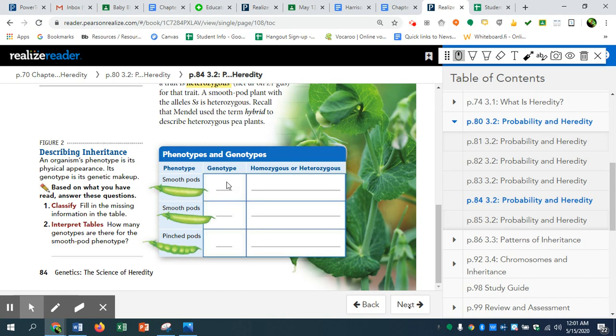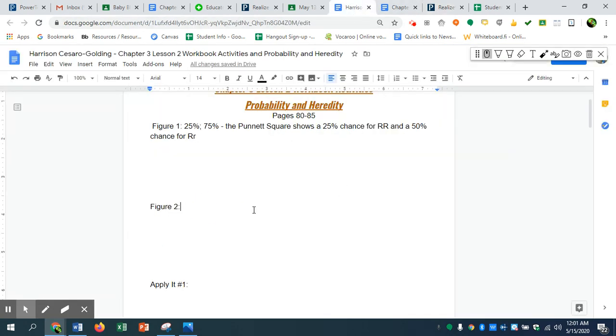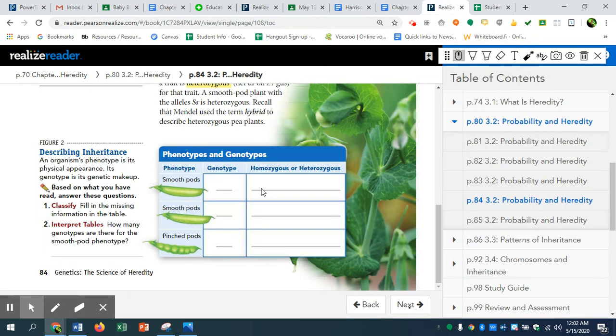So what is one genotype that this smooth pod could be? The first one could be homozygous dominant, so it's two capital S's. Okay, so the first one is capital S, capital S. And then the question says, is that homozygous or heterozygous?